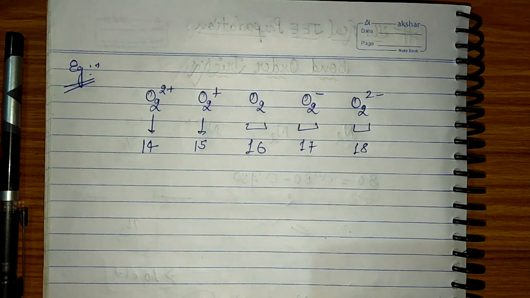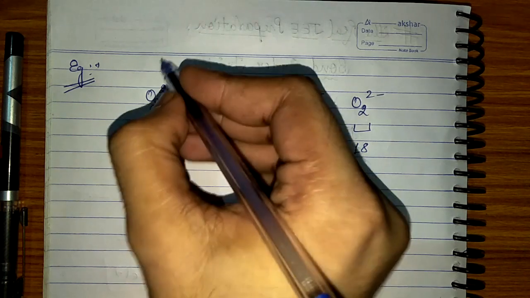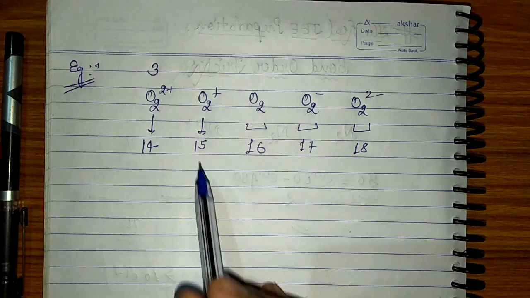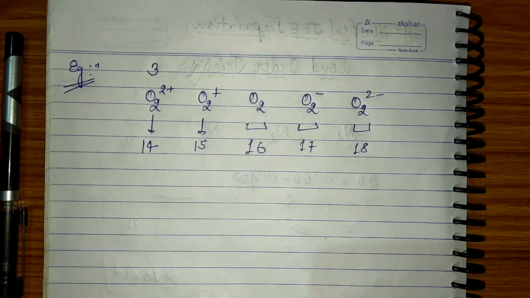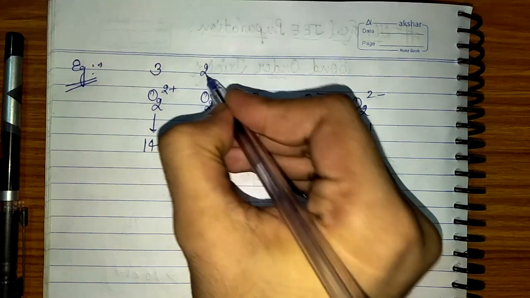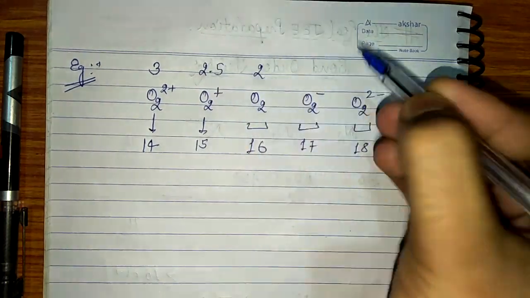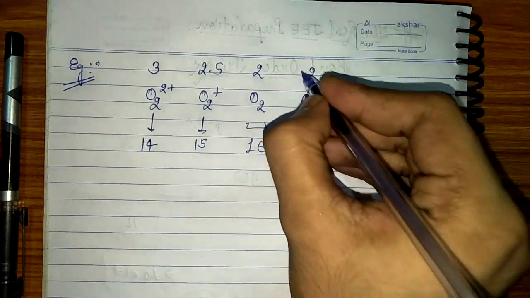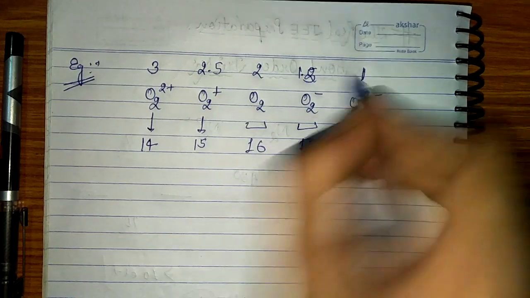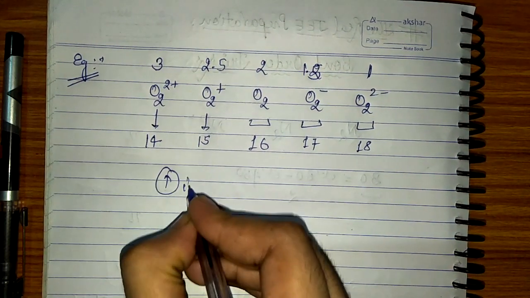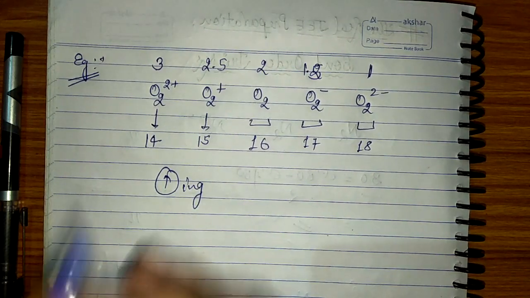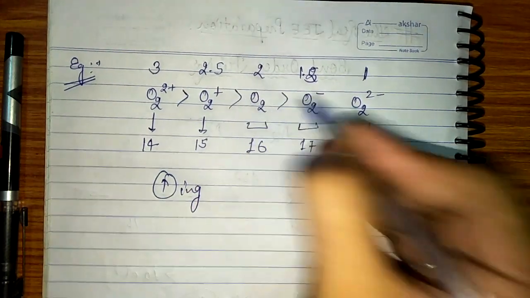As I have already told you, if a molecule has 14 electrons in it, the bond order is going to be 3. For 15, 16, 17, 18, subtract 0.5 at each step. So 2.5, then 2, 1.5, and 1. So what is the increasing order? I'm asking for the increasing order. See how simple this is. This is going to be the order.